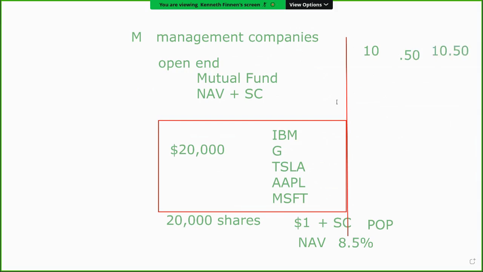Now the question is, they might ask you what the percentage is. Now remember, it's out of the 10.50, not the 10, because it's out of the POP. So then you will do 50 cents divided by 10.50. 0.5 divided by 10.5 equals 4.7%. So you might have to do this, okay? So 4.7% is my sales charge percentage. Do we see how to get that? So if they give you the POP and the NAV, it's subtract and then divide by the POP. Does anyone not get that?